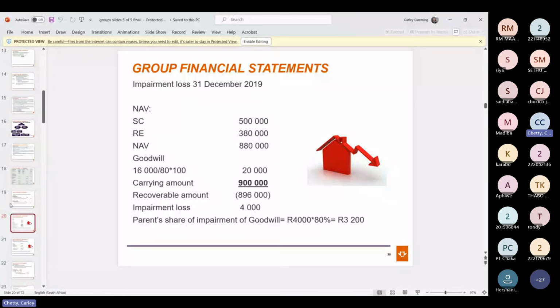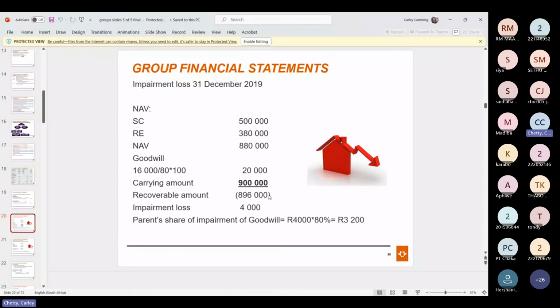And remember, we calculated goodwill as 16,000, but goodwill only represents an 80% shareholding. So we need to gross it up to 100%. So we'll go 16,000 divided by 80 times 100, and that will give us 20,000. And that 20,000 represents 100% of the goodwill. So if we add the share capital and retained earnings plus the grossed up goodwill, that will give us a carrying amount of 900,000.